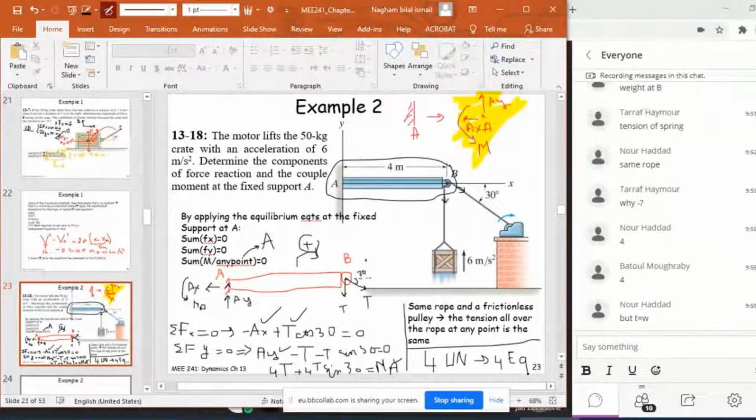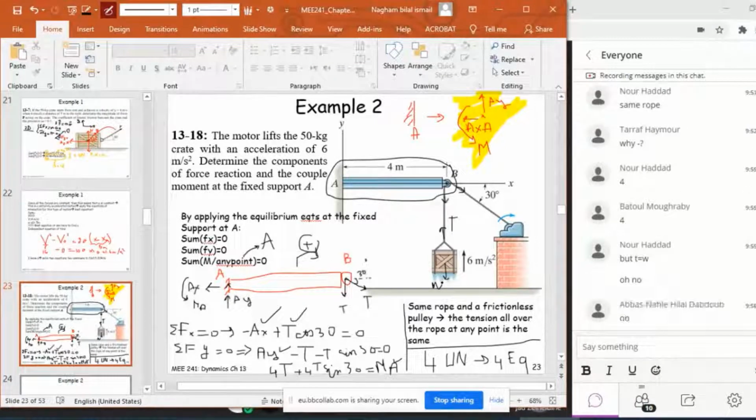Okay, Noor is saying that T, the tension, is equal to the weight, because in fact, this is the weight. Now this is the tension, right? And this is the weight, all right? Is this true, guys? Do you agree with Noor that the tension should be equal to the weight? Is this true, guys? No.